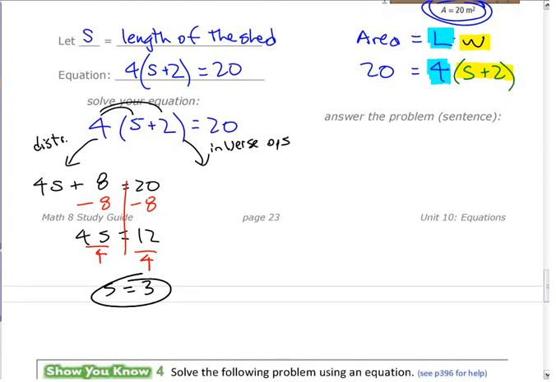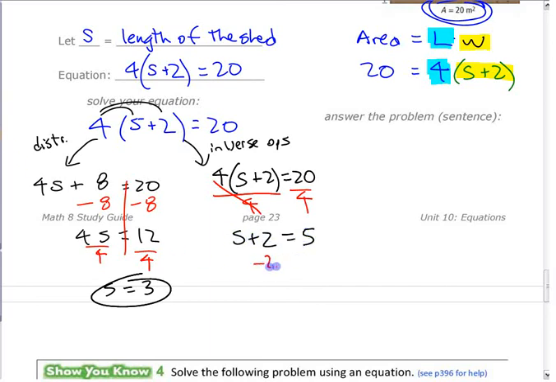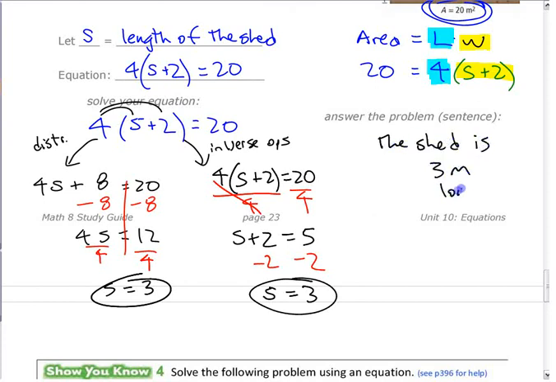If you're doing it by inverse operations, you divide first, right? If you have 4 times (s plus 2) equals 20, your first step is to divide by 4. That cancels out. You just have s plus 2 is 5. And then you can subtract 2. And you get s is 3. Either way you do it, the shed is 3 meters long. Okay? You could check your answer to make sure it works.